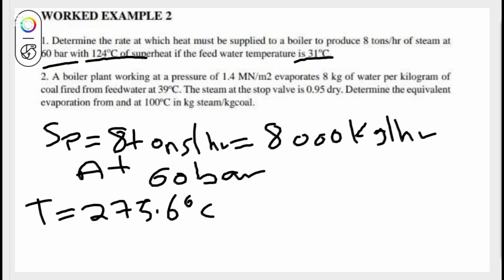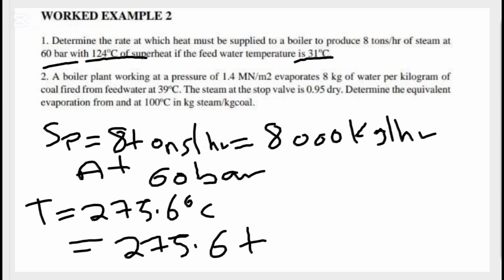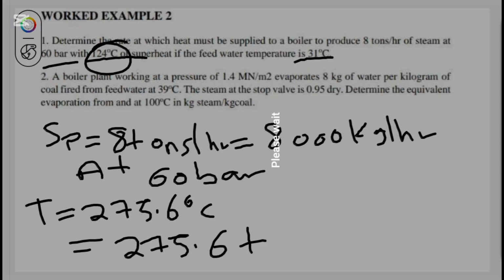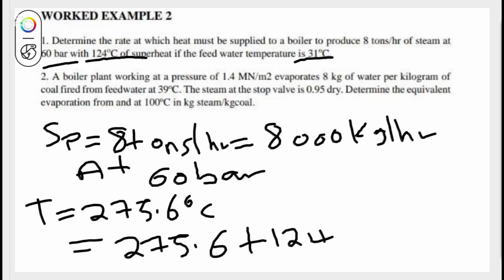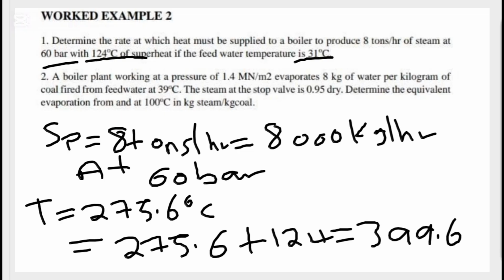from the steam table. So the next thing that I'm going to do is to say this temperature will now be equal to 275.6 degrees plus the superheat temperature. If I say plus the temperature, it will now be 124. 275.6 plus 124. What shall I get? So I'll get 399.6 degrees Celsius.